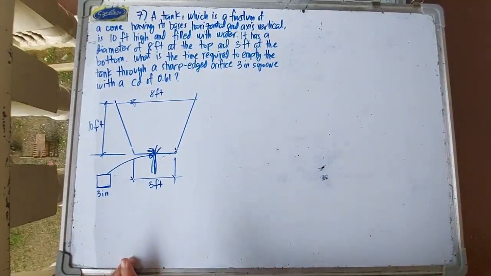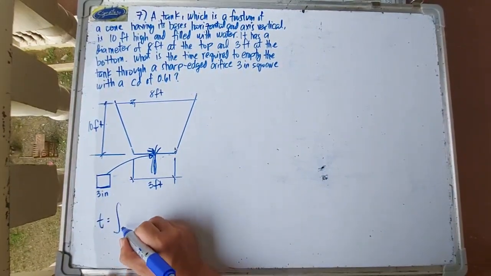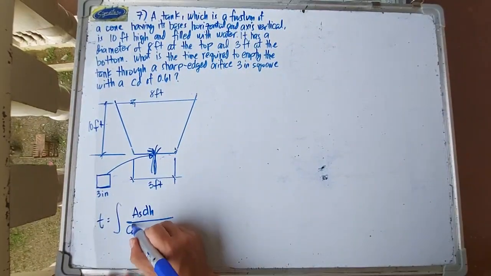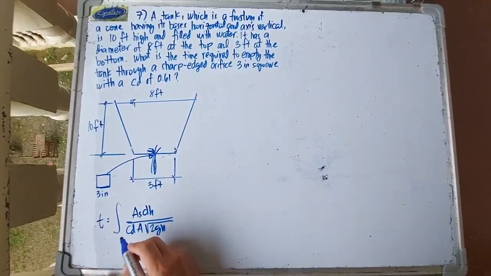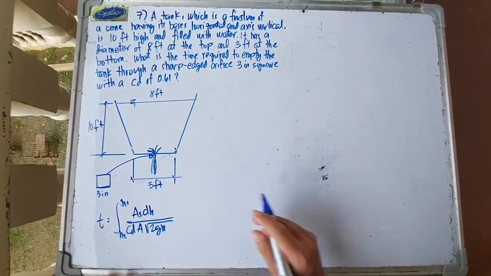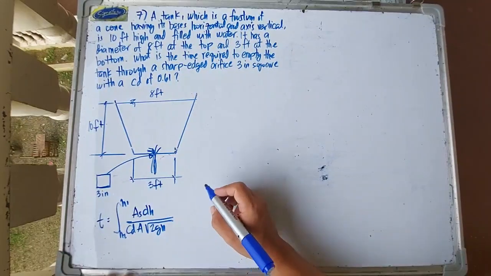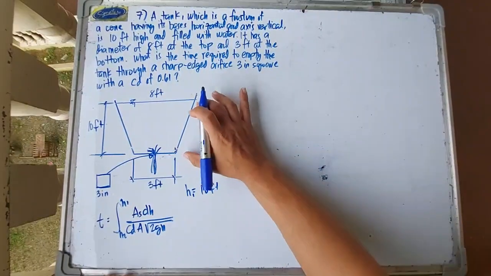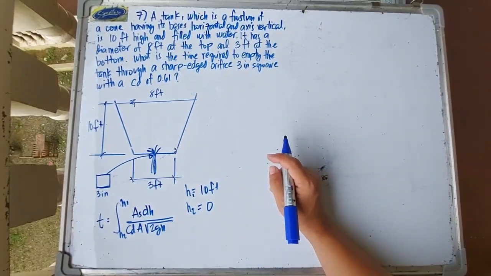So we're going to use the general formula: time is equal to the integral of As dh over Cd a square root of 2gh. Our limits would be h2 to h1. What else is given here? H1 is 10 feet, the initial height. And H2 is 0 since we're going to empty the tank.